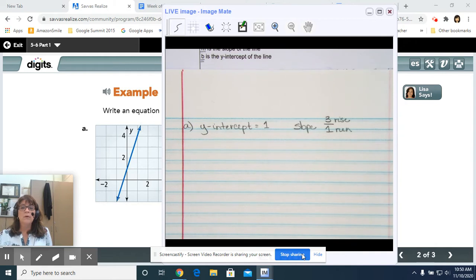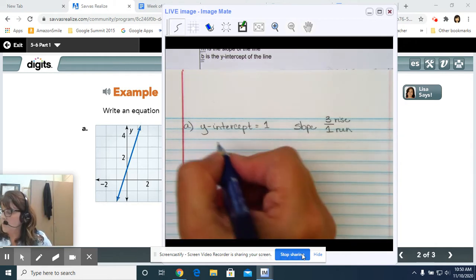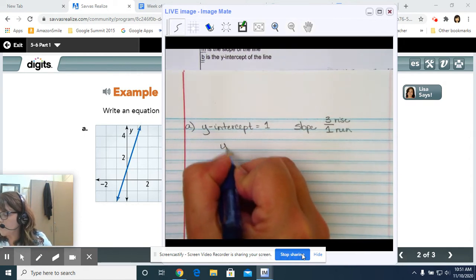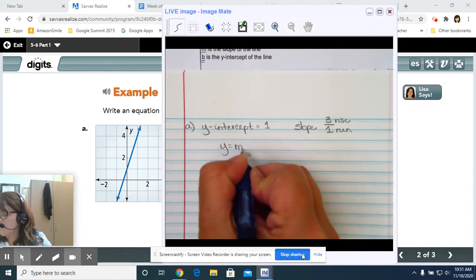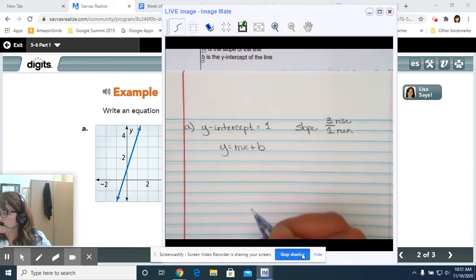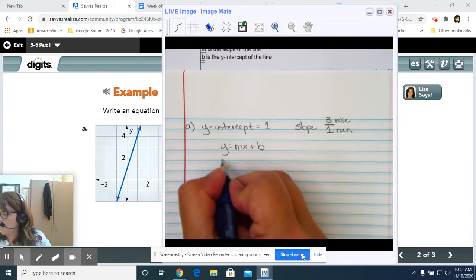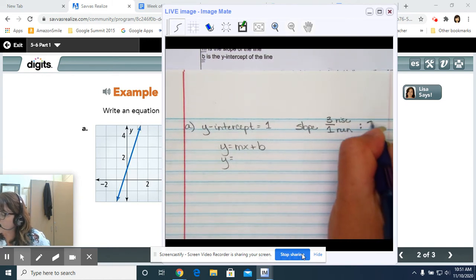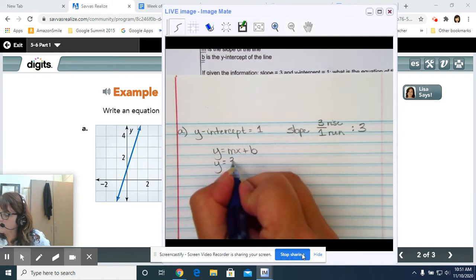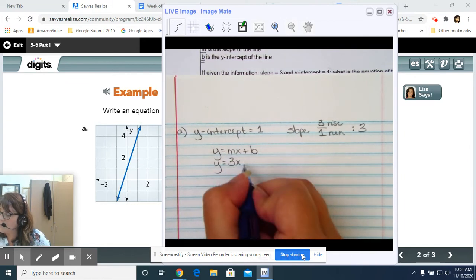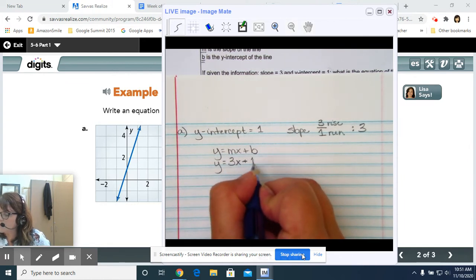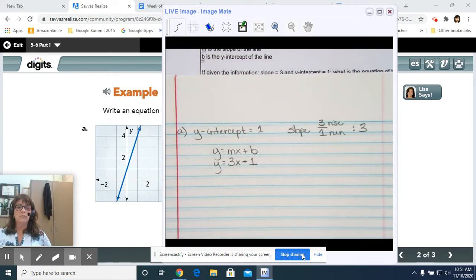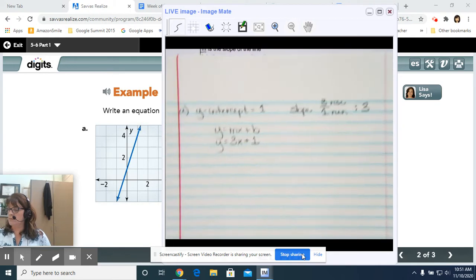Once I have those key items written down, I can remember my formula, y equals mx plus b. And then I just put in y equals, well, my slope is 3 over 1. That's just a 3. And my y-intercept is 1. Boom. You just wrote an equation from a graph.